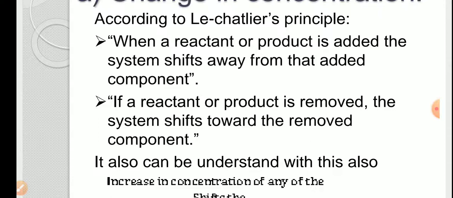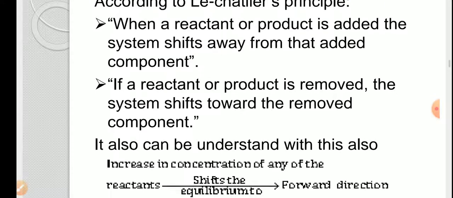Now if a reactant or product is removed, then the system reacts again. Suppose you remove the ammonia, that is, the concentration on the right hand side decreases, then the forward reaction will increase. But if you do not remove the ammonia from the system, then the rate of the backward reaction, that is the breaking of the ammonia and the formation of nitrogen and hydrogen, will increase.